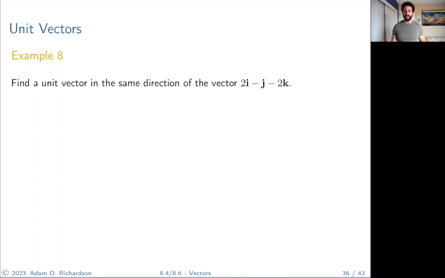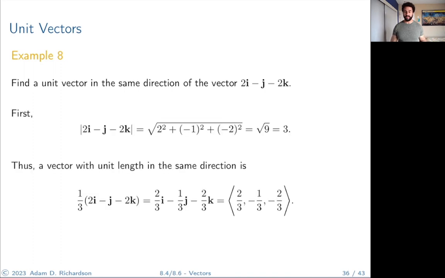All right, here we go. So the first thing is we need to find the length. So we'll compute the length of this vector using the distance formula. We're going to have 2 squared plus negative 1 squared plus negative 2 squared. Add those up, you get 9. Square root of 9 is 3. And so that's the length of this vector 2i minus j minus 2k.